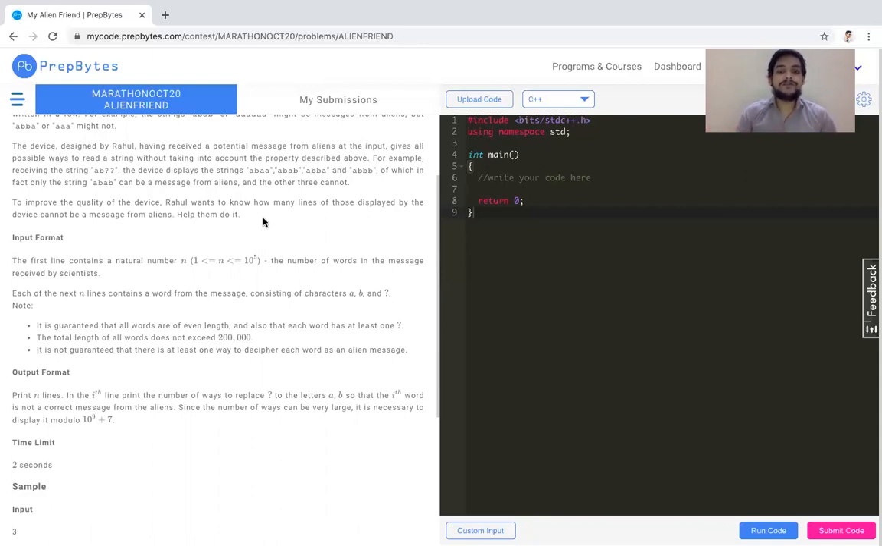So we have to check every combination generated by the device, and after separating each into two equal halves, check whether the halves are equal. If they are equal, we will not count it, because that will be the message. If they are not equal, we will count it. So this is what the question is asking of us. Let's understand it better with the help of an example.